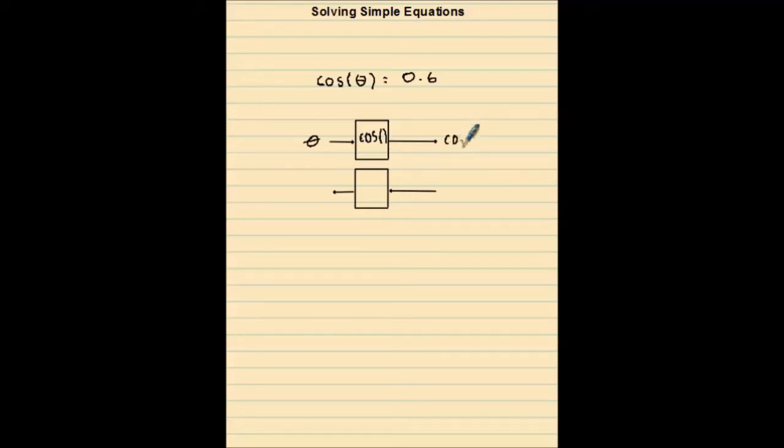So out of our function machine comes cos theta. And we use the function machine, we look at the box underneath and we ask what is the inverse or the opposite of the cos function. And as you probably guessed, it's inverse cos, the cos to the -1. And so we've used the function machine, and that tells us what step 1 is, what the operation is that we're going to carry out.